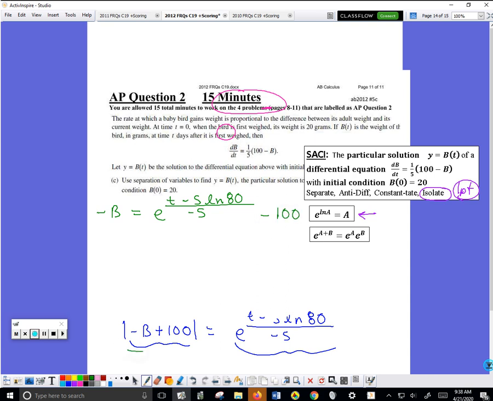Or, to get rid of the absolute value bars, this piece must have been negative. So one possible answer is you multiply both sides of this by negative 1, and you get b is equal to 100 minus this big thing. And then you check to see if that gives us the right value when we plug in t equals 0. So we put a 0 in for t right here.